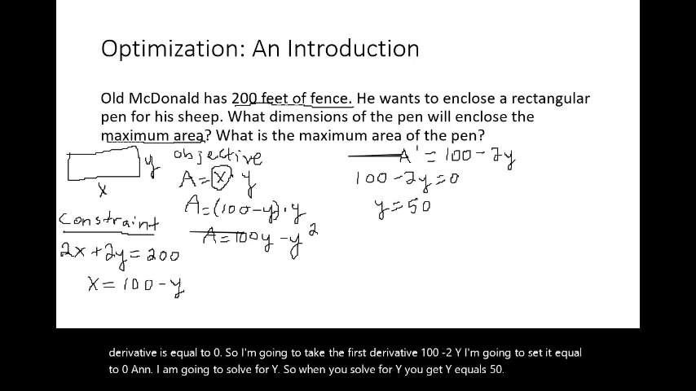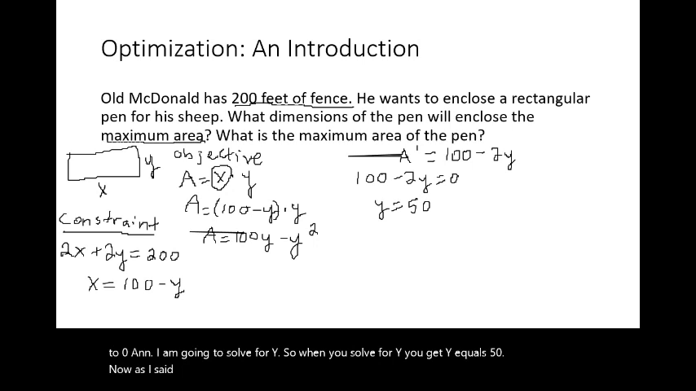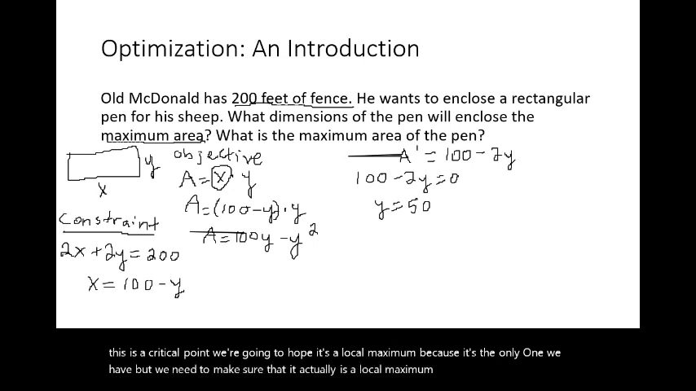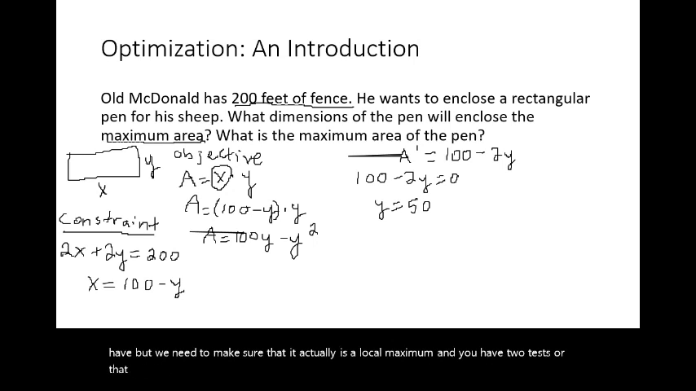Now, as I said in previous videos, not every critical point is a local min or max. All we know is that this is a critical point. We're going to hope it's a local maximum because it's the only one we have, but we need to make sure that it actually is a local maximum. And you have two tests for that. You can either use the first derivative test or the second derivative test.